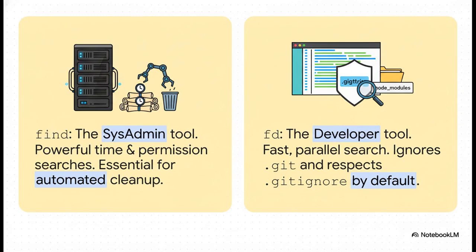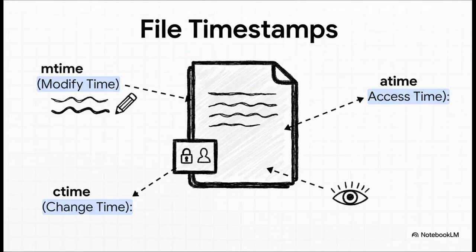So, what's the right tool for this job? Well, it really depends on what you're doing. For a sysadmin, the classic find command is just indispensable. It has these incredibly powerful filters for searching by time, permissions, user, you name it. It's essential for writing cleanup scripts. But if you're a developer, you have to check out fd. It's an absolute game changer. It's super fast, the syntax is way simpler, and it automatically ignores things like your .git directory and respects your .gitignore. It just works.